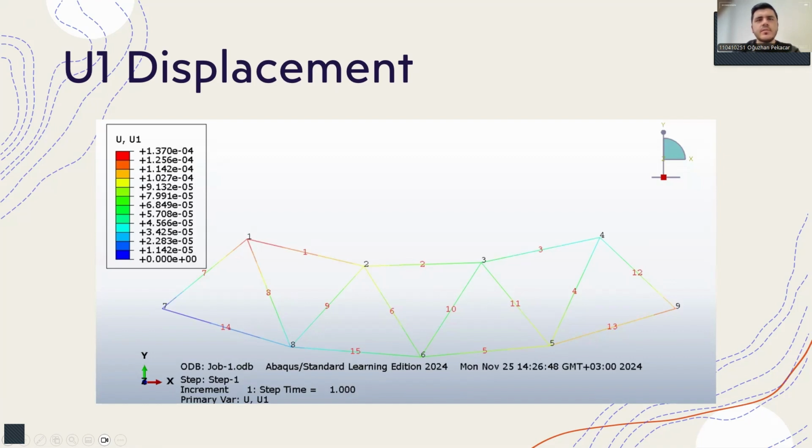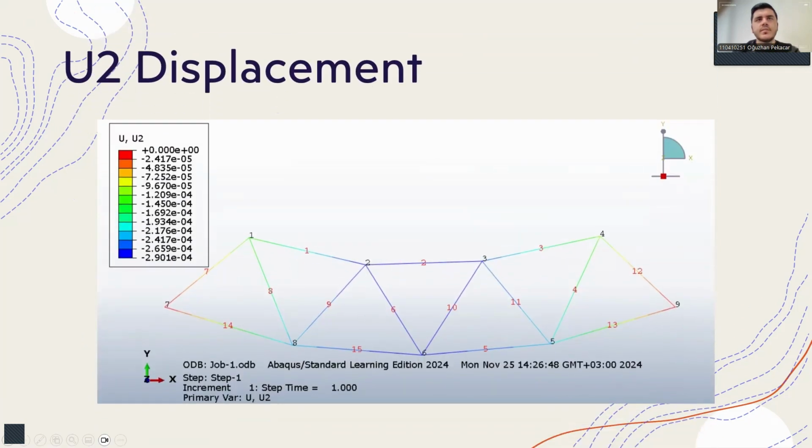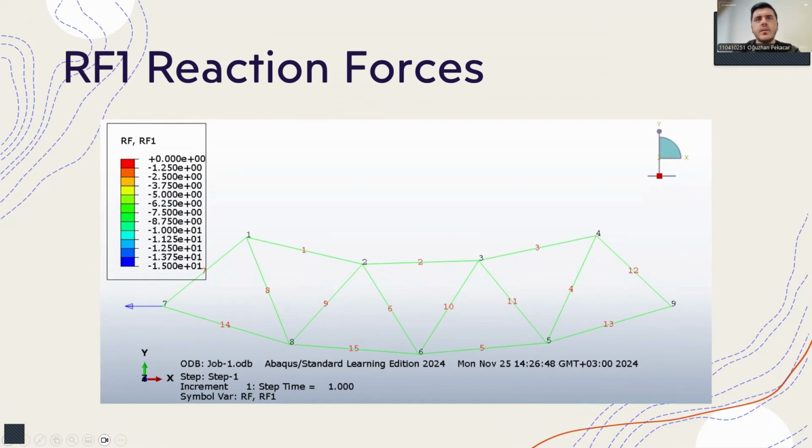U1 displacement. And now I will talk about the U2 displacement. This slide shows the U2 displacement distribution of the truss system obtained from an Abaqus simulation. The color legend on the left indicates displacement magnitude, with red representing minimal movement and blue representing maximum displacement in the y direction.